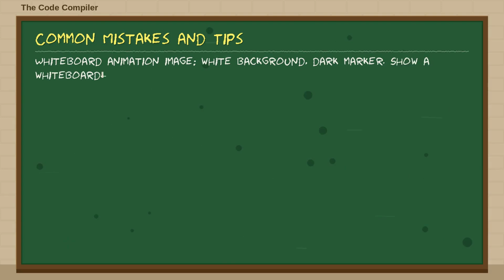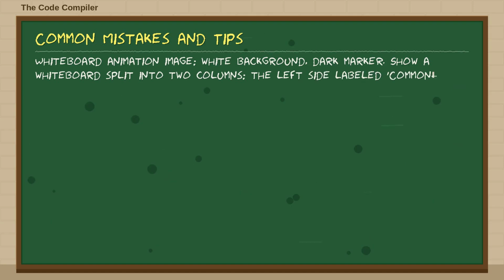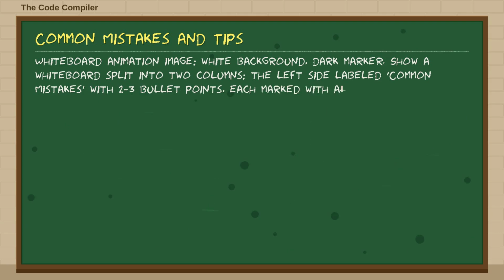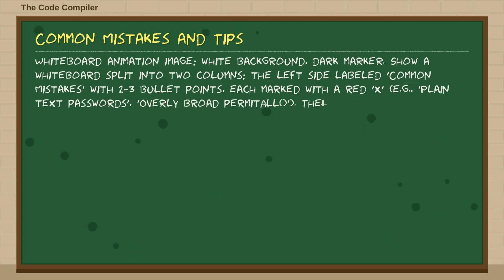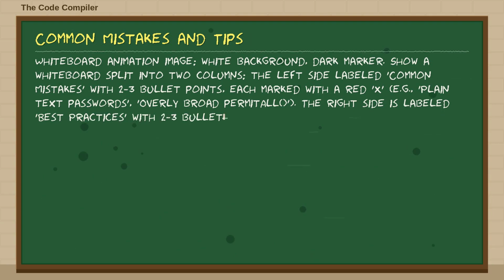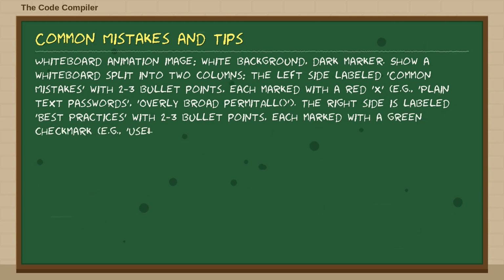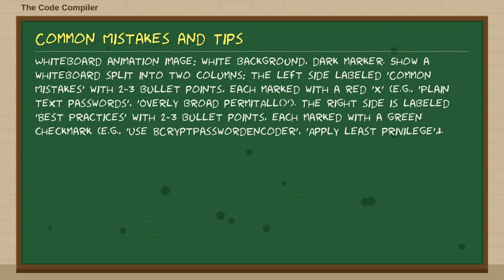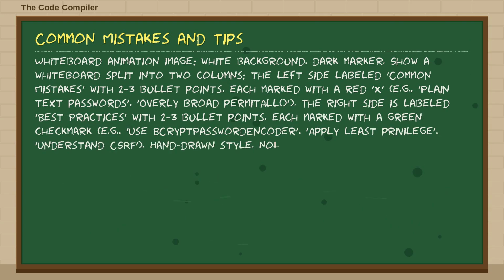Landscape 16:9. Whiteboard animation image, white background, dark marker. Show a whiteboard split into two columns, the left side labeled common mistakes with 2 to 3 bullet points, each marked with a red X. Example, plain text passwords, overly broad permit all. The right side is labeled best practices with 2 to 3 bullet points, each marked with a green check mark. Example, use crypto password encoder, apply least privilege, understand CSRF. Hand-drawn style. No people. Landscape 16:9.